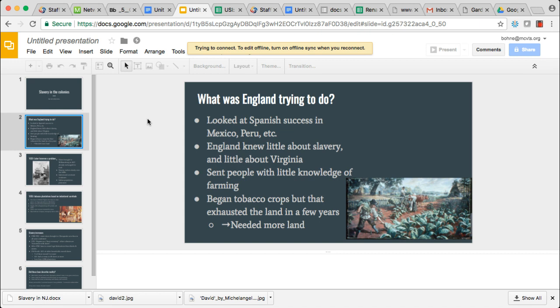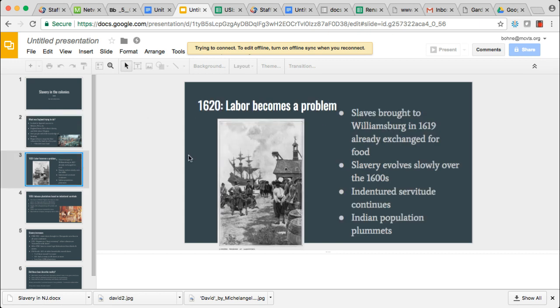And things were getting messy there, basically. It wasn't going just like they hoped, okay? So tobacco was exhausting the soil every few years. It wasn't happening the way they were planning. Tobacco was a very labor-intensive crop. And so by 1620, labor becomes a problem in the colonies.